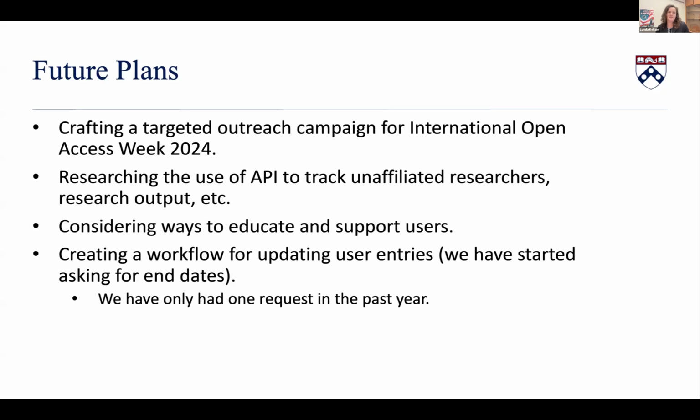One of the things that's come up in the past few months is trying to understand how we can better use the API to track affiliated and unaffiliated researchers and researcher output. This is something that I'm not going to be able to be part of, but our Office of Assessment is interested in this. Our engineering librarian is interested in this, and others are. So it's something that we're looking into, working on next. For me, I'm more interested in ways to educate and support our users.